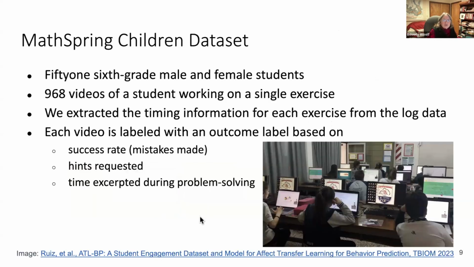So that's pictures from OpenFace. What we do is have, in this case, 51 sixth graders, male and female, 968 videos of students working. We extracted the timing information for each exercise. So they are asking for a hint, they get it right, they get it wrong. We're recording all that and then trying to correlate it with the facial expressions that I just showed you. And then we label each video with the success rate, the number of hints, etc.